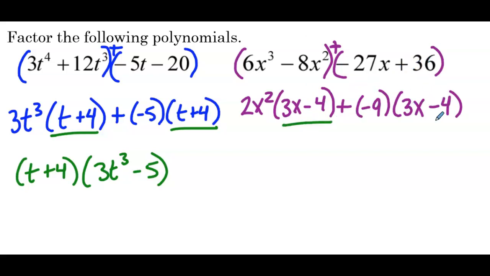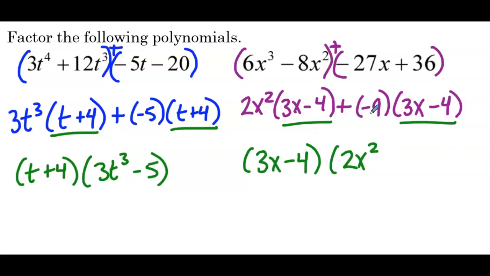Now, 3x minus 4 is the greatest common factor in each of our first term and our second term, I should say. So we can factor out the 3x minus 4, and what's left is 2x squared plus negative 9, which is minus 9. And again, as a reminder, with any factoring problem, we can distribute out our factors, and we should get the original polynomial. Okay, so we always can check our answers here.